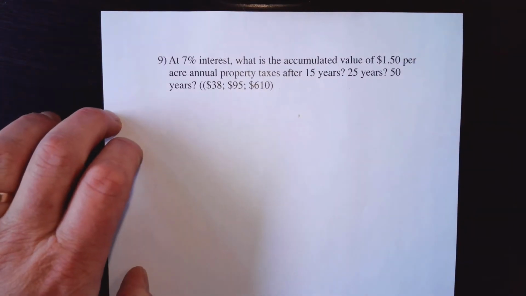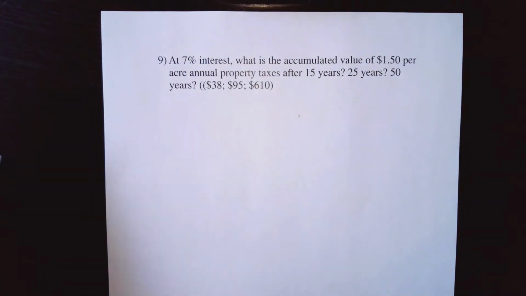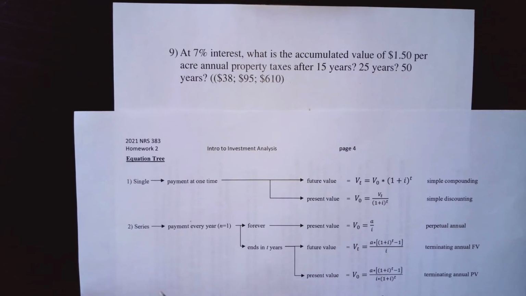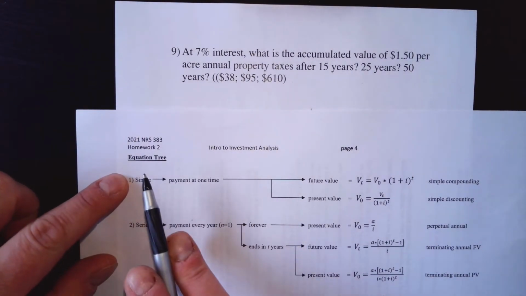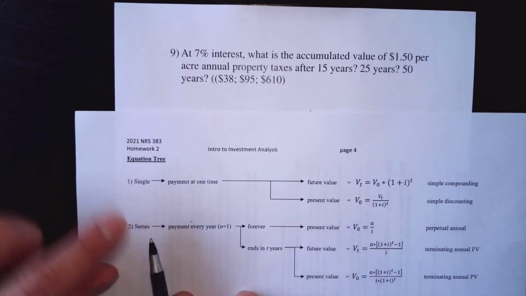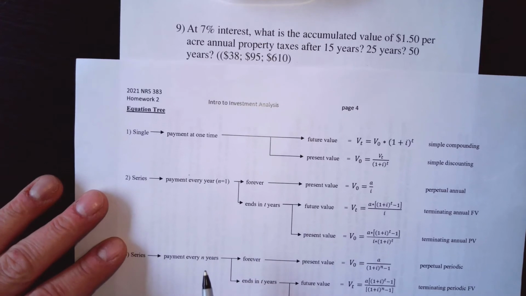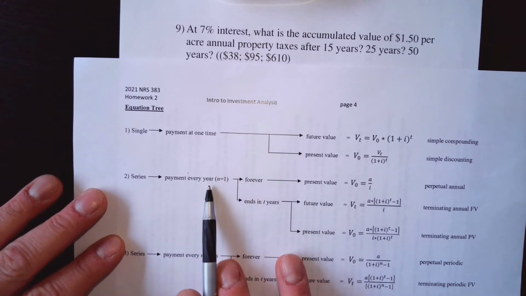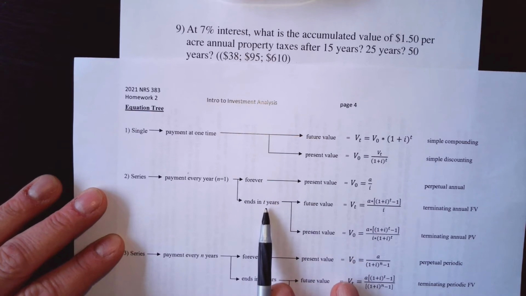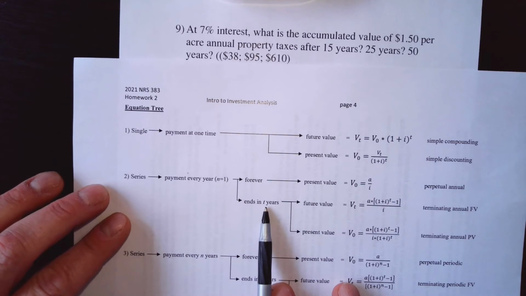This is a 3-part one. We're going to focus just on the beginning. So let's think about what it might look like, right? We have not a single sum. Now we're looking at $1.50 a year for 15 years. It's a series. So next thing we look at is how often does it recur? In this case, it's every year. And does it go on forever or does it end? This particular one ends in 15 years.